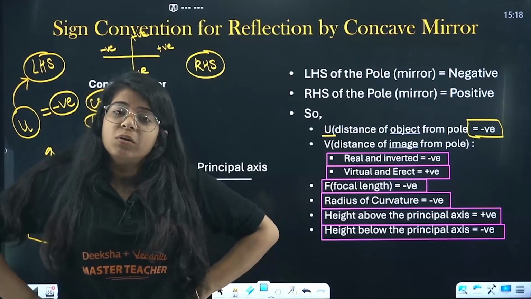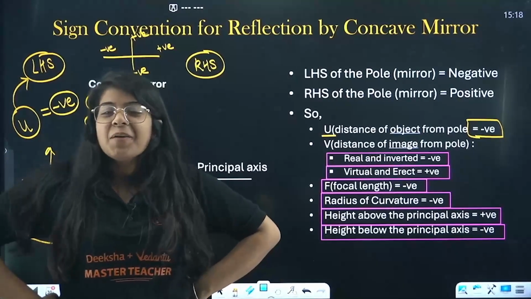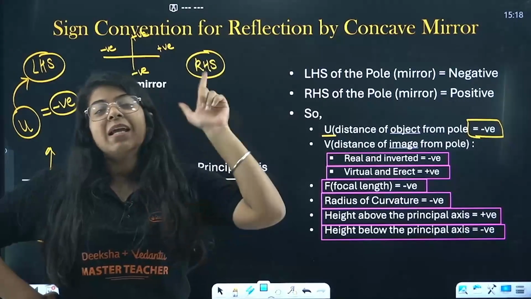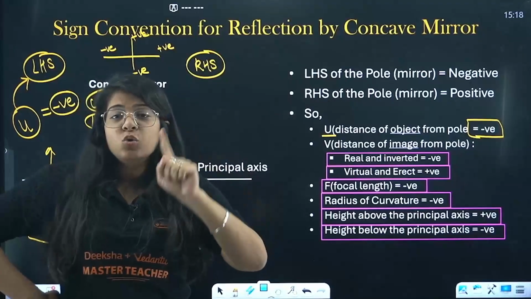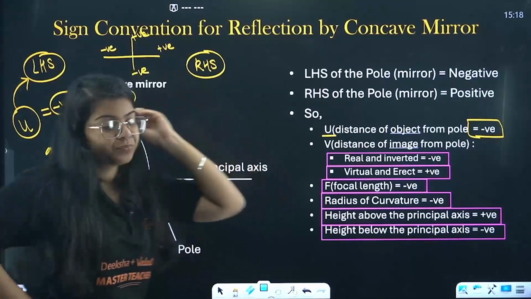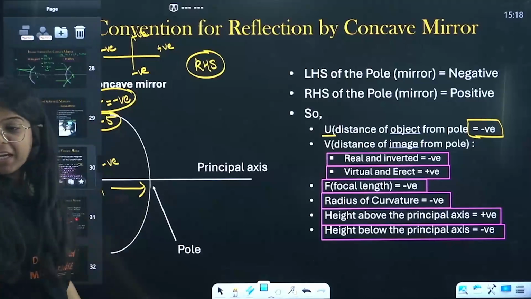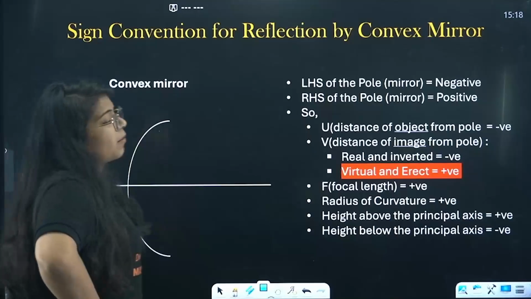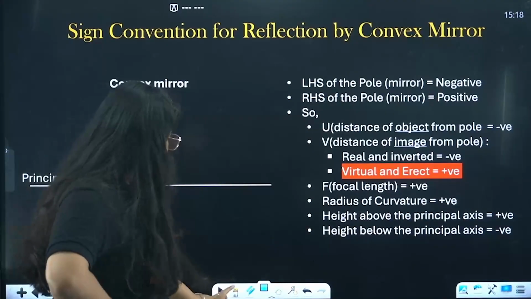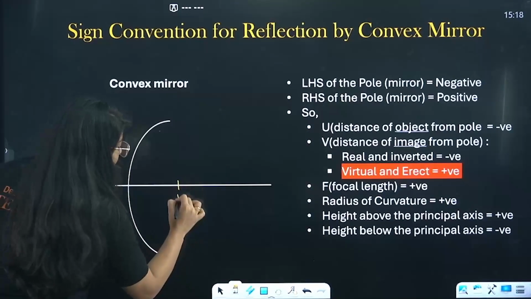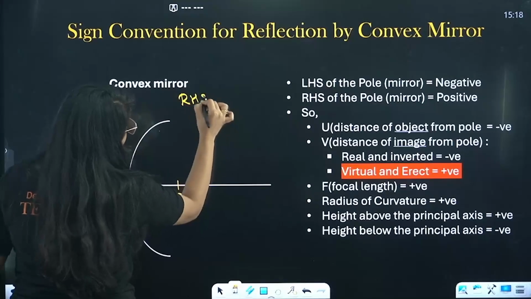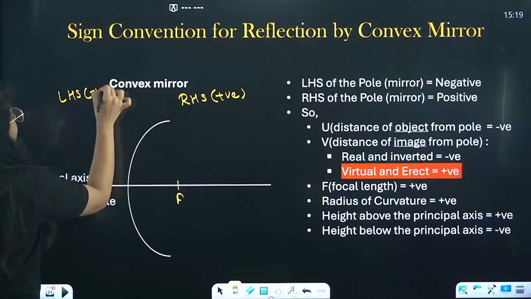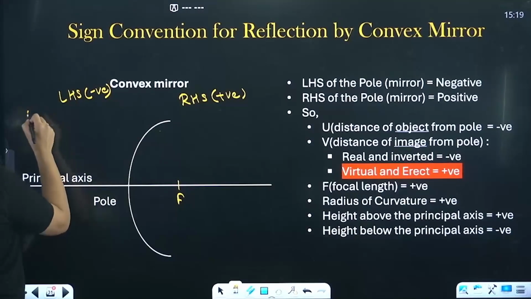Ma'am, how will I remember all these things? Practice. Okay? You will practice with me, you will come into the live sessions, we will do the numericals, we will remember the sign conventions. So do not worry. Okay? Done. Next beta, we have a very important thing, that is the same sign conventions for convex mirror. Now you tell me, in convex mirror, ma'am, I remember the focus is on this side. That is your right hand side. Right hand side is the positive side. Left hand side is the negative side. U is still on the negative side.